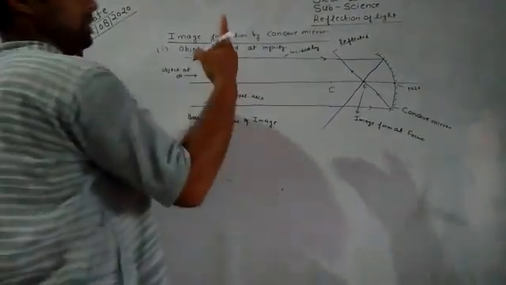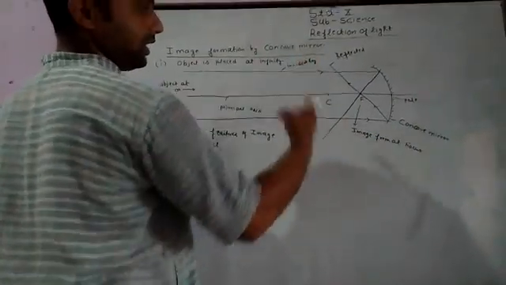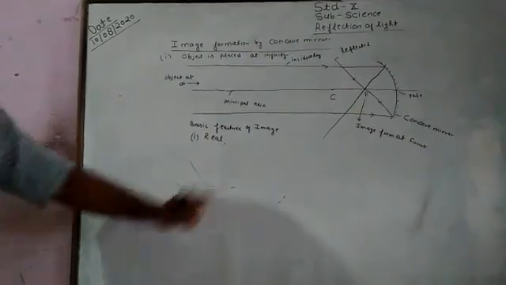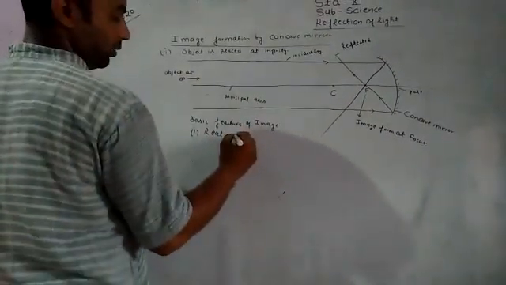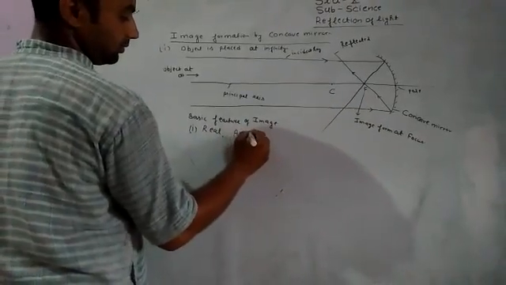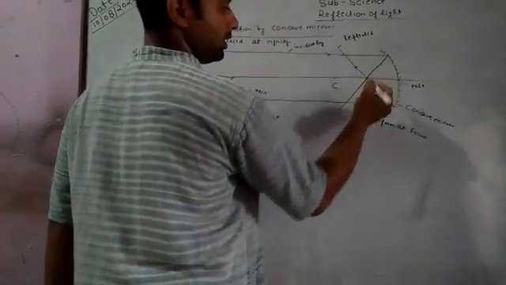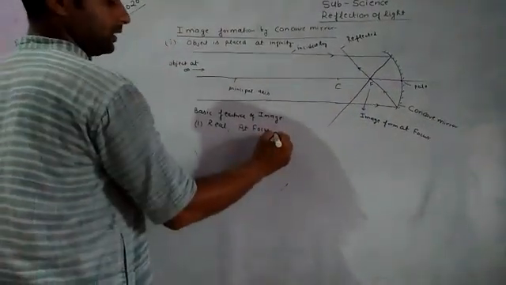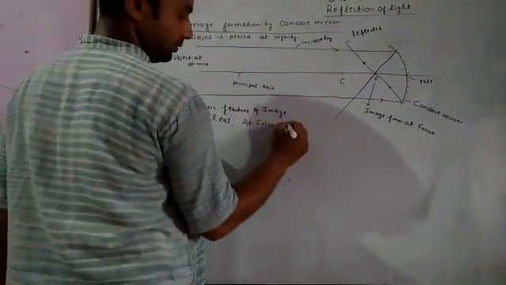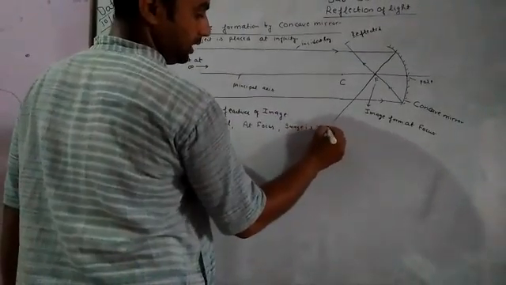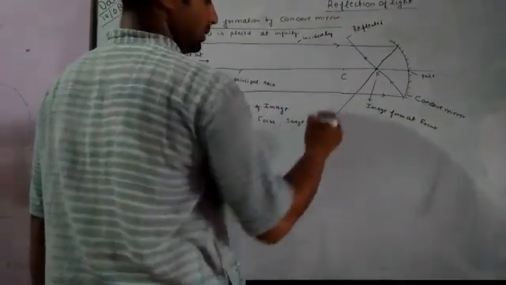We have to remember that if the reflected rays actually meet at a point, then it is called a real image. At which point is the image formed? At the focus. And the third point we have to remember is that the image is very diminished.